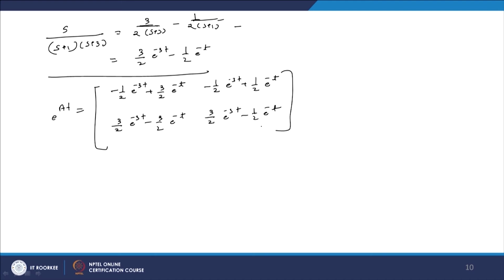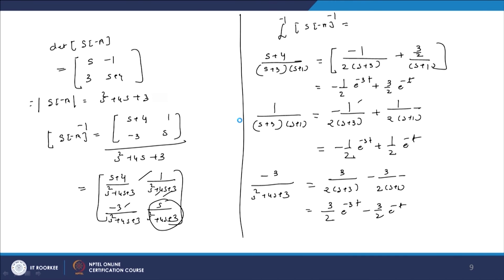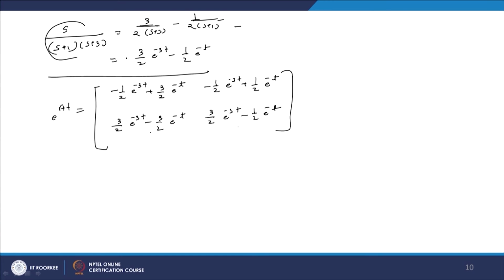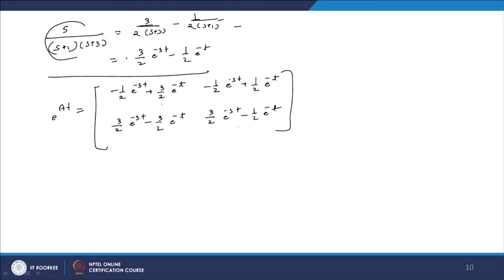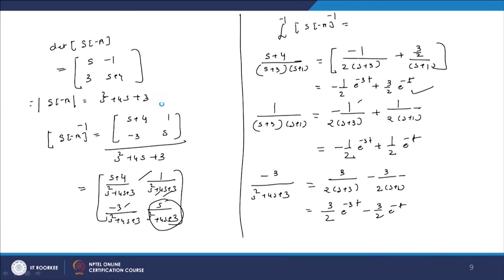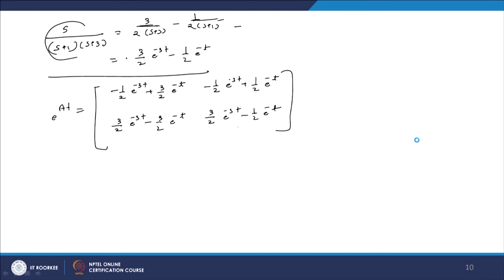Now, we can cross check it. See here, this portion is like this. So, we have written here. Now, coming to this portion, minus 3 upon s square plus 4s plus 3, that is 3 by 2 e raised to minus 3t minus 3 by 2 e raised to minus t. So, we can write it here. Then coming to this portion, first part s plus 4 divided by s square plus 4s plus 3, that is this one, minus 1 by 2 e raised to minus 3t plus 3 by 2 e raised to minus t. So, we have written here, and this one, 1 upon s square plus 4s plus 3, we have written as minus 1 by 2 e raised to minus 3t plus 1 by 2 e raised to minus t. So, we have written here.